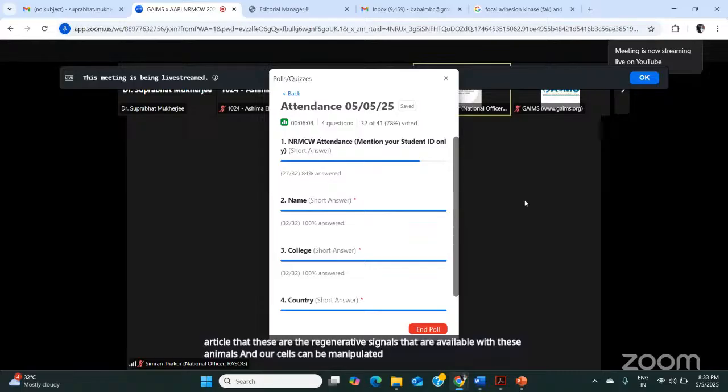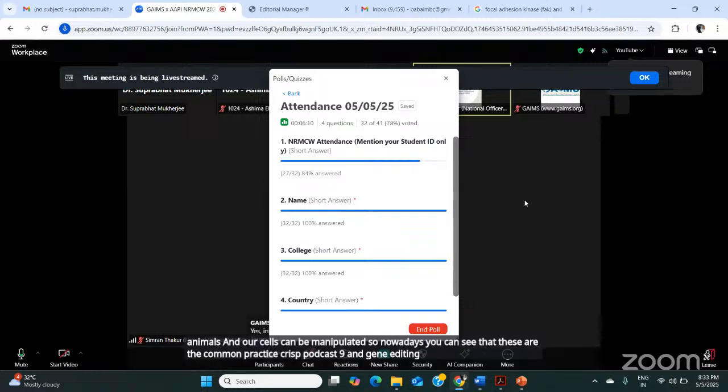So nowadays you can see that these are common practice: CRISPR-Cas9 and gene editing, RNA editing, protein editing, protein engineering, those things are going on. In this way, they can write not only a review article, they can write research questions, research ideas, anything they can write. There's a possibility.